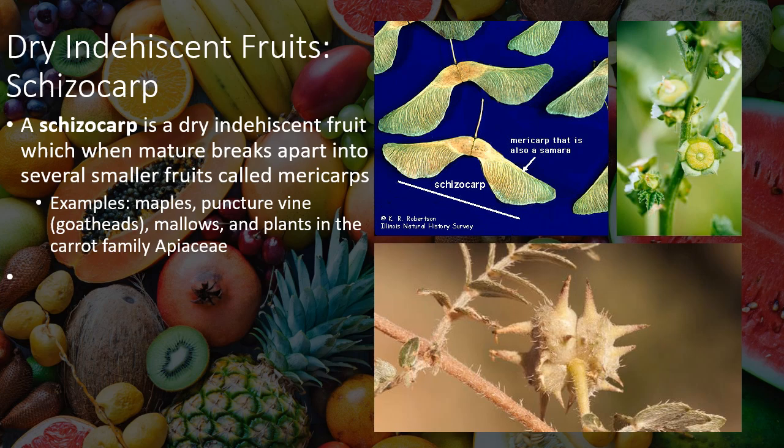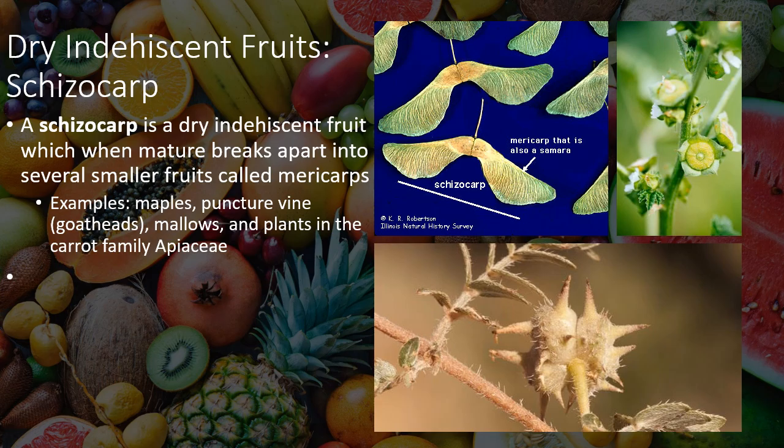It's that the fruit has several subunits that can break apart into individual portions in order to help that plant spread its seeds. So when we look at a maple schizocarp, the fruit of a maple, we see that the fruit actually has two wings.